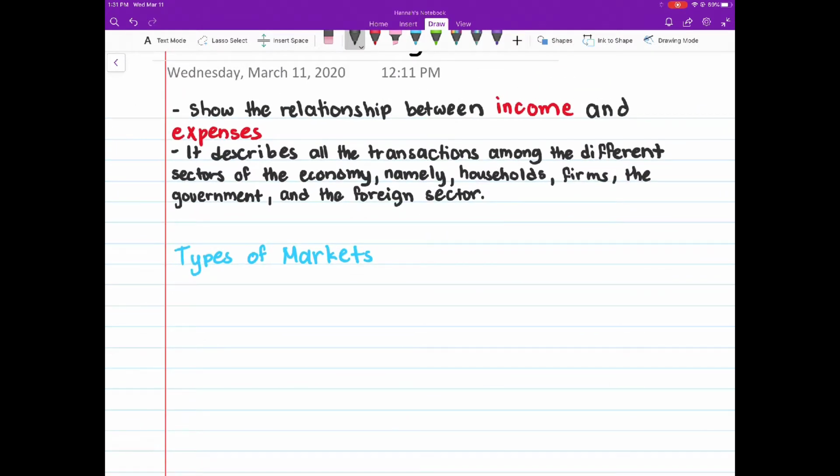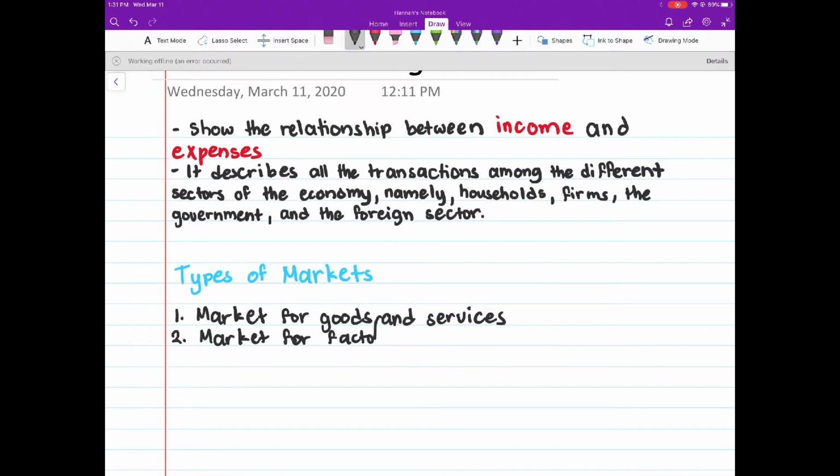So we have number 1, market for goods and services. Number 2, we have market for factors of production. Then lastly, we have the financial market, which could also be known as simply a bank.